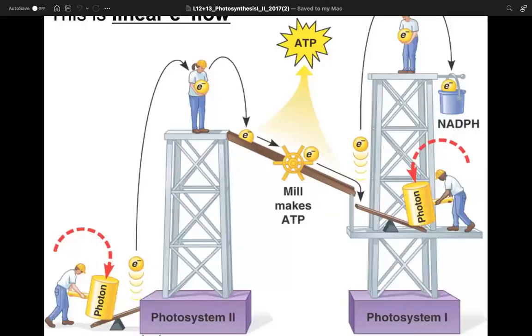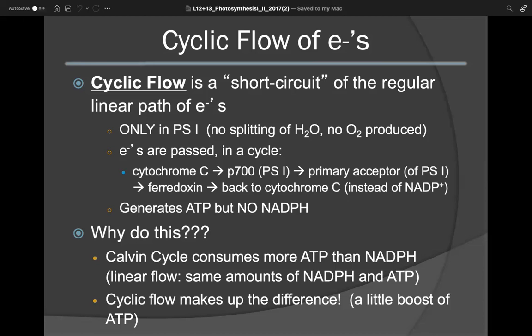So again, this is our linear flow model that we've been talking about. And now this cyclic flow is another way for us to generate ATP. And again, the reason for this is because the Calvin cycle, that dark reaction cycle, which we're going to talk about next, consumes more ATP than NADPH. So we, being plants, need to make more ATP in order for the Calvin cycle to work properly. And this is the way that we do it.